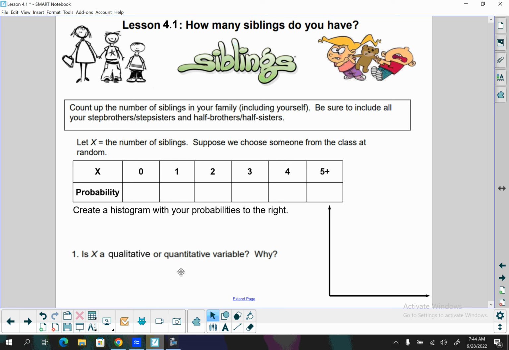So the first thing I need everyone to do, and then you can get started on the front, is I need you to put a tally mark, let's say above here, with how many siblings you have. Okay? So tally mark above. Go ahead, on board. How many siblings you have. You may include step, half, all the things on the top there. We're going to put probabilities underneath.